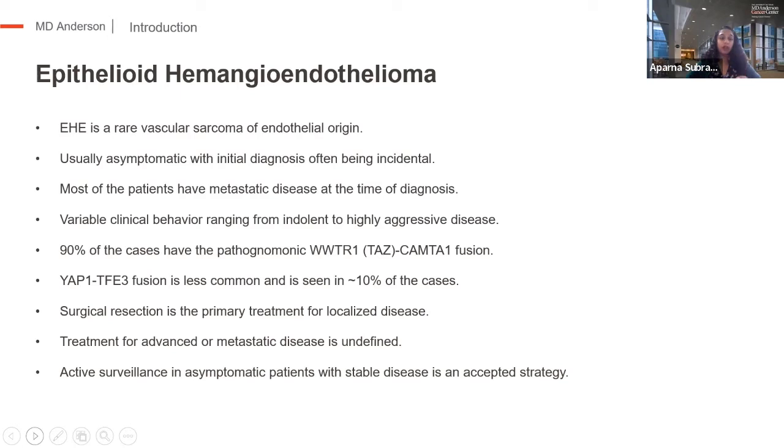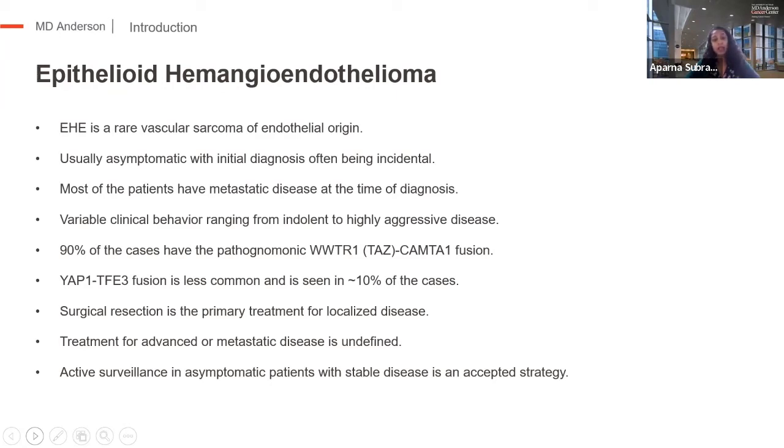So as we know, epithelioid hemangioendothelioma is a rare vascular sarcoma of endothelial origin. Patients are usually asymptomatic, with initial diagnosis often being incidental. Most of the patients have metastatic disease at the time of diagnosis. EHE displays a variable clinical behavior ranging from indolent to highly aggressive disease. 90% of the cases have the pathognomonic TAZ-CAMTA1 fusion, as we have seen, and the YAP1-TFE3 fusion is less common and seen in approximately 10% of the cases.